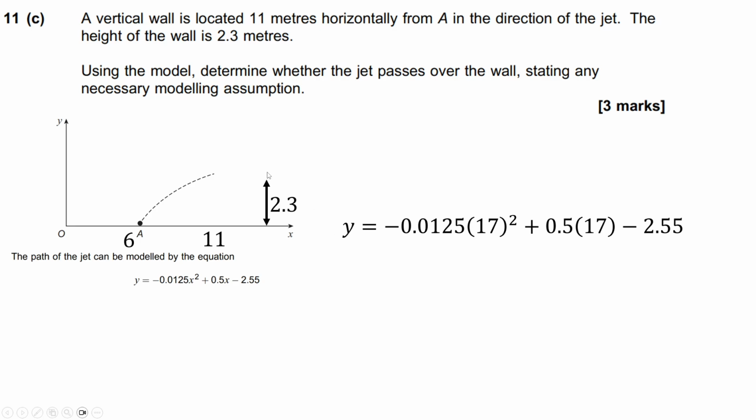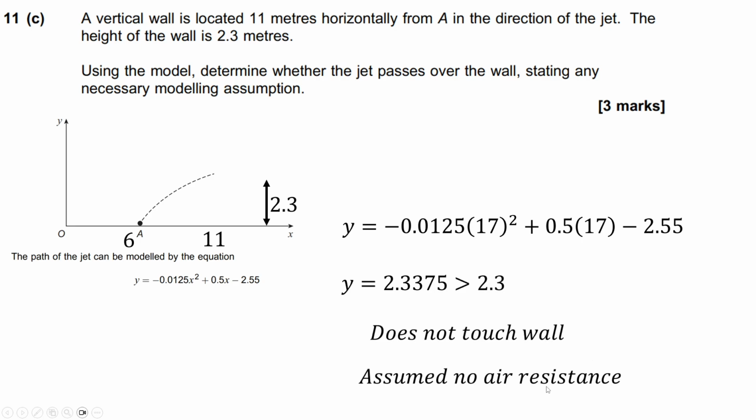Okay, so how high does the water get at the wall? Well, it gets this high, and that's greater than the height of the wall, so it doesn't actually touch it. Oh yeah, and assume no air resistance. I've said this because if there was air resistance, it'd be pushing back on the water, which means it'd actually curve down much sooner than you expected it to, so it would actually hit the wall, because these two numbers are actually quite close to each other.